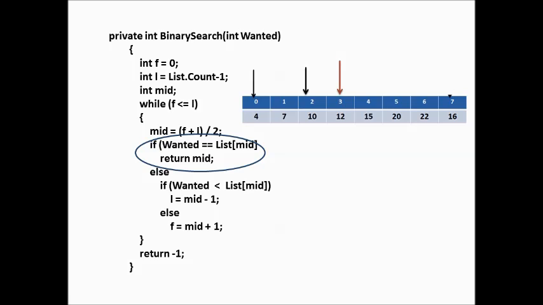And then we go to the top of the while loop and notice what happens. At the top of the while loop, we see that first is still less than or equal to last. And then we calculate mid to be 0 plus 2 divided by 2, so mid is 1. So in this case, if we were looking for 7, we would have found 7 at position 1.